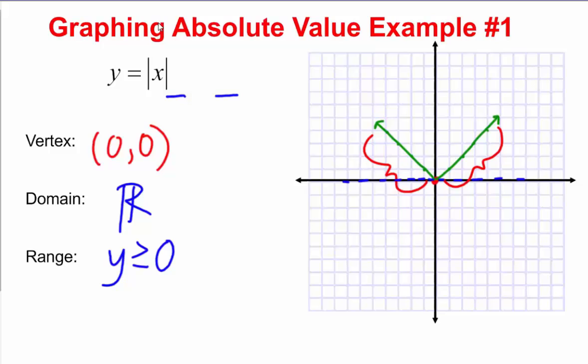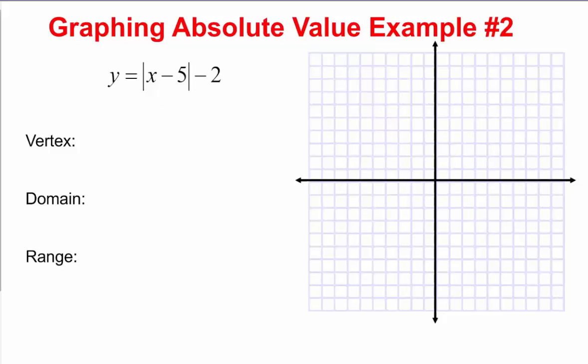Like I said, my domain's always going to be all real numbers. And then my range, I can see from the a value. So right now, our a value is a positive 1. So that's going to tell me that since it's positive, it's going to be greater than whatever value the vertex is at. If it was a negative, it would be less than whatever y value the vertex is at. And you will see an example of this coming up.